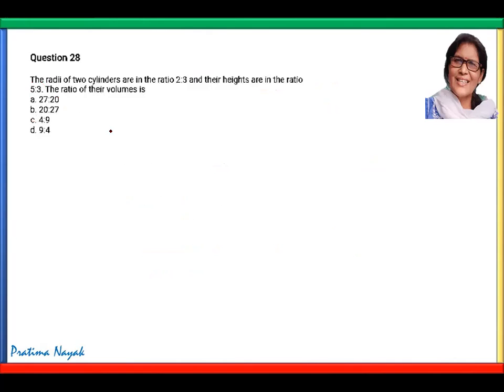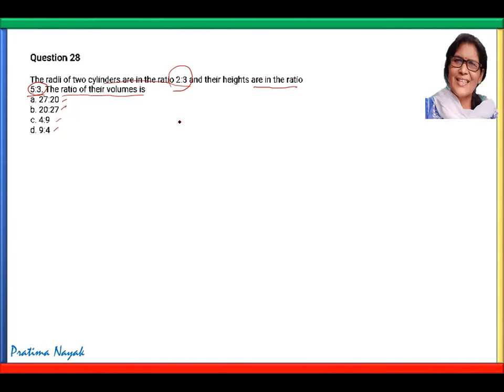Next, the radii of two cylinders are in ratio 2 is to 3 and the height is ratio 5 is to 3. Find their ratio of the volumes now. Radius are in ratio 2 is to 3. Heights are in ratio 5 is to 3. You have to find the ratio of the volume. The options are 27 is to 20, 20 is to 27, 4 is to 9, 9 is to 4.